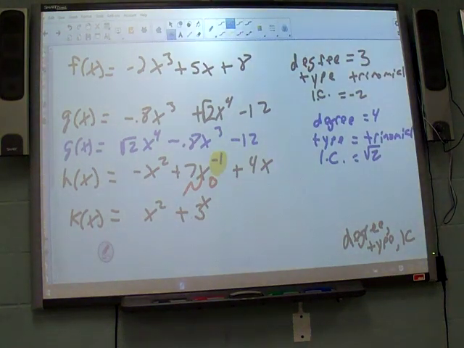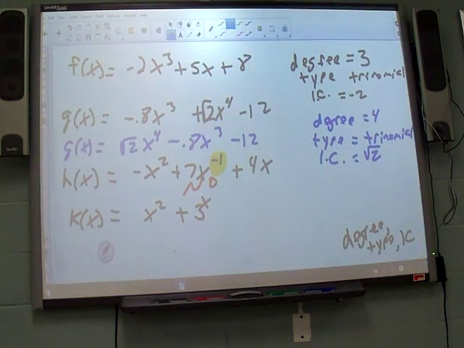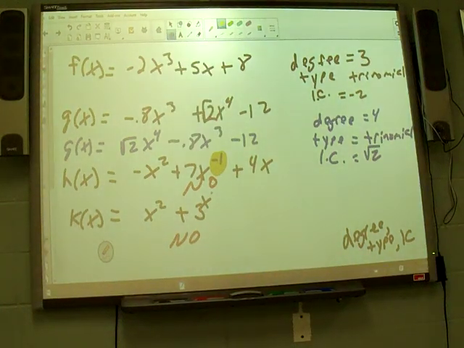Now, number 4 there, k of x. Wouldn't the last one be the same thing? Okay, Grant's saying no on number 4. What do you think? It's the x. Okay, he's right. And if we try to pin it down, it does come from that.